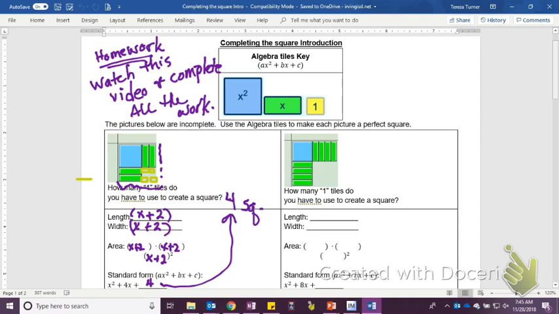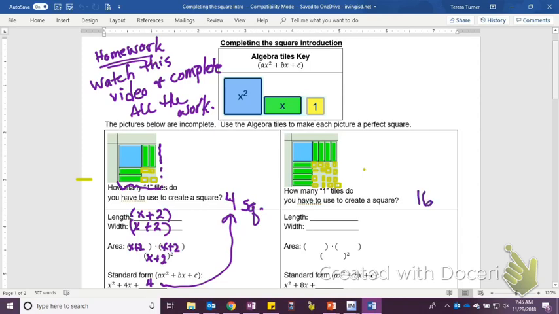So looking at the next problem, how many 1 tiles are we going to have to use to create a square here? So we have 1, 2, 3, 4 on each row. 1, 2, 3, 4. 1, 2, 3, 4. 1, 2, 3, 4. So how many total tiles did we add? We added 16.